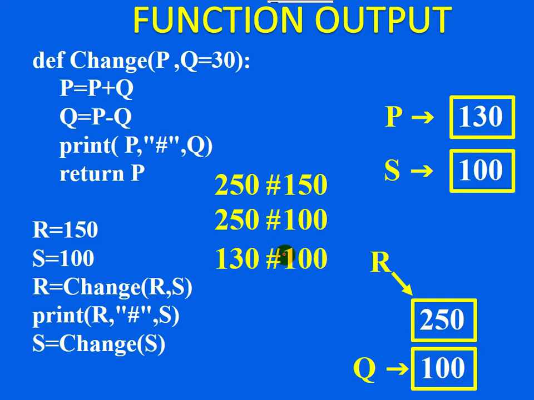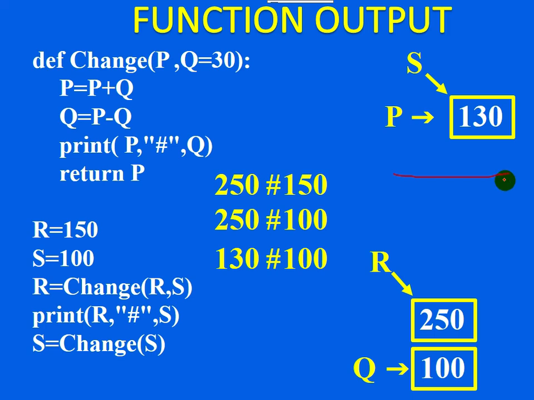Now return P. What does P contain? 130. So return 130. To where is the answer returned? The answer is returned to the point from where the function was called. So in a temporary variable here 130 is saved. Now your variable s is pointing to the data 130. So this is gone. Now your variable s is pointing to the data 130. This one.